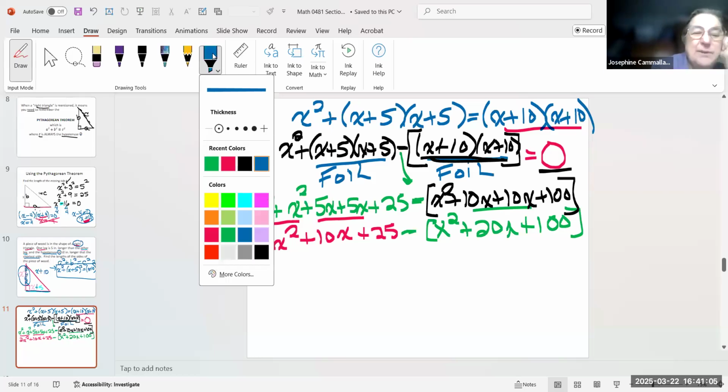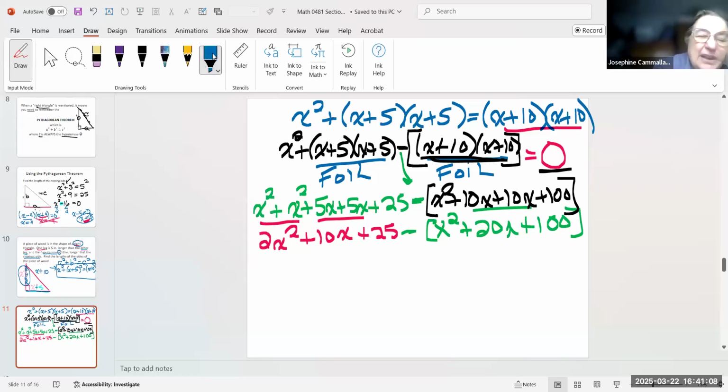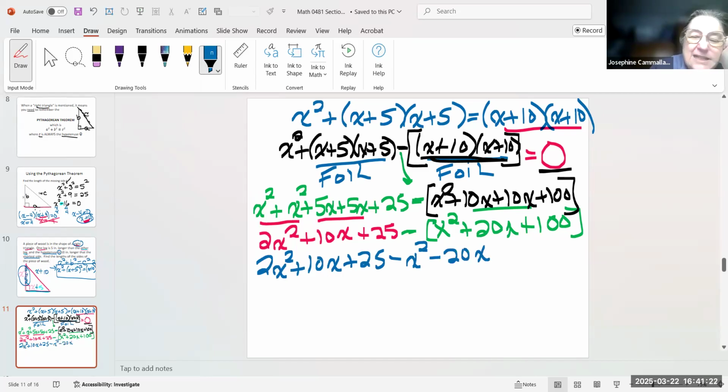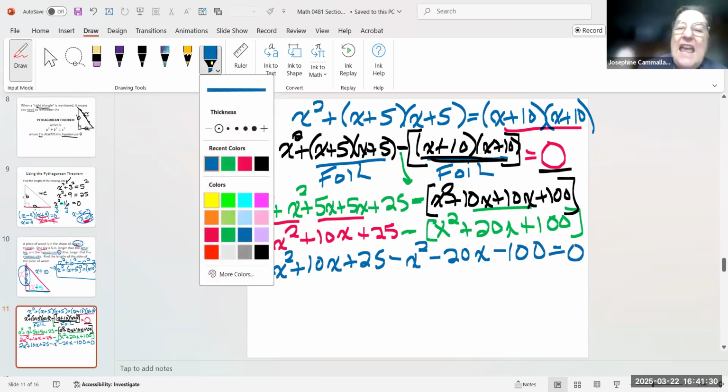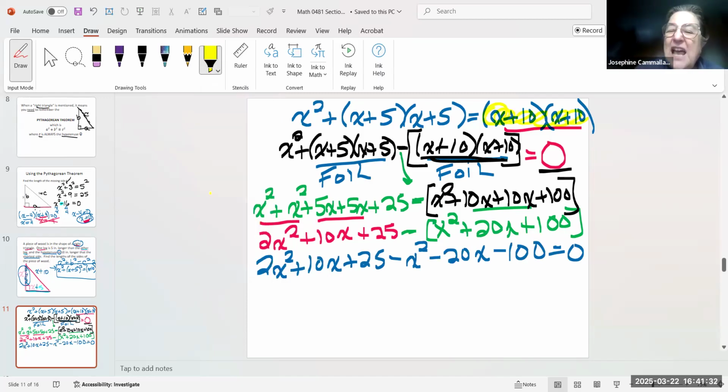Now we're going to distribute. This gives me 2x squared plus 10x, minus x squared minus 20x minus 100 is equal to 0. Everything on this side has become negative. We brought it to the other side.